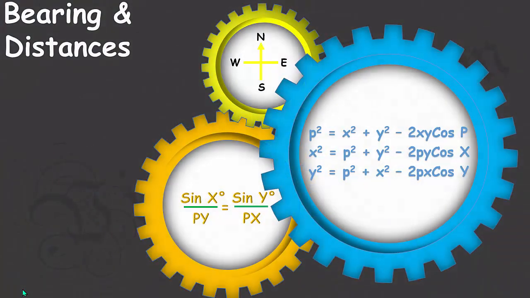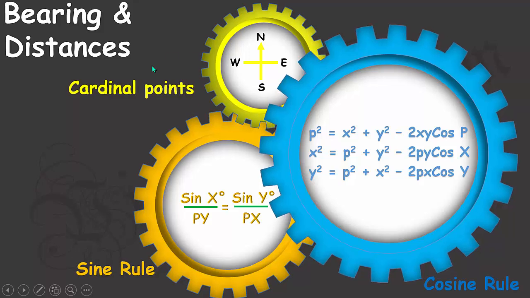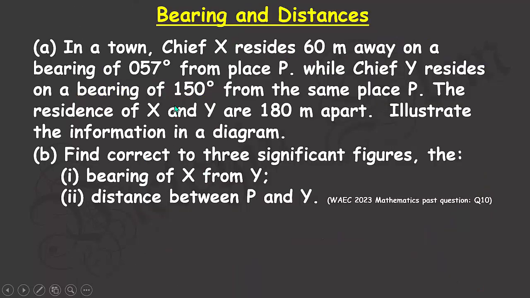I'll take you through a problem that will aid your understanding of how to solve problems involving bearing and distances. In this problem, we're going to be using the cardinal points and then the sine rule and the cosine rule. The cardinal points show the north, south, west, east. It's a reference point used to locate distances on the surface of the earth. Now, I'll read out the question.